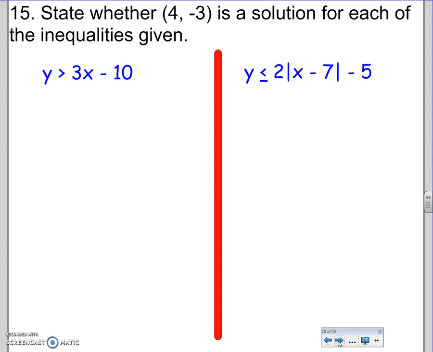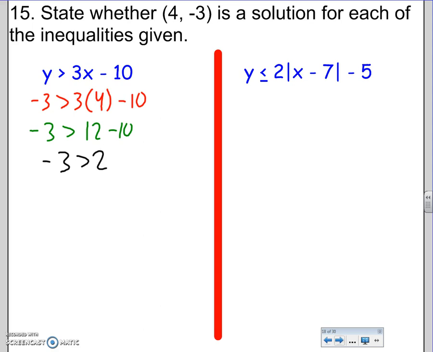Alright, say whether that point is a solution for each of the inequalities. You just plug in. So -3 for y, 4 for x. I'm going to simplify. This stays the same. 3 times 4 is 12 minus 10. This is -3. I combine. 12 minus 10 is 2. Is -3 bigger than 2? No, that's false. So it's not a solution here. It has to be true.